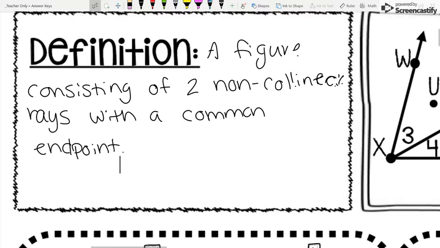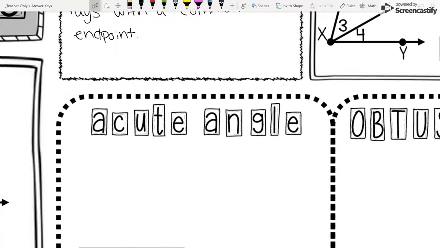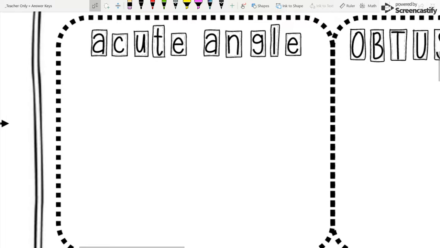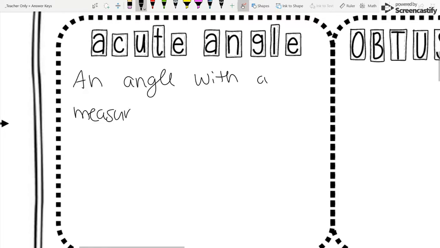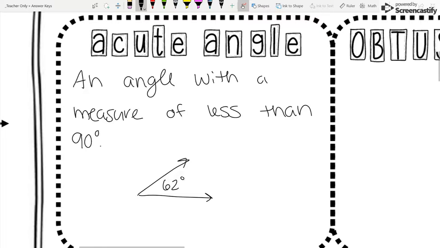There are a couple different ways we can classify our angles. The first way is an acute angle. The way I remember this is something that's acute is usually pretty small. So an acute angle is an angle with a measure of less than 90 degrees. An acute angle measures anywhere between 0 degrees and 90 degrees. One specific example is an angle that is 62 degrees. But again, this is just one example.